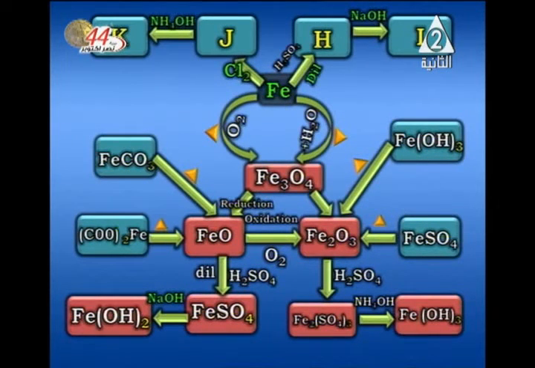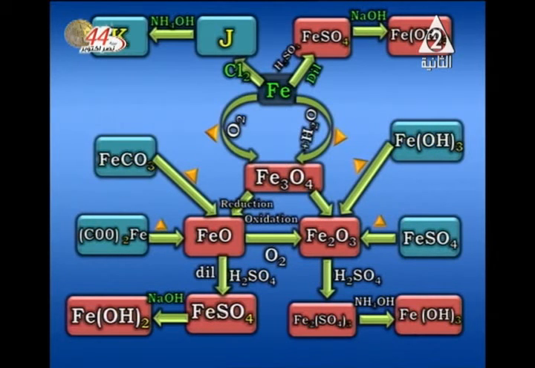Now looking at letter H. Here, when iron reacts with dilute sulfuric acid, it must give iron 2 sulfate. Here, iron 2 sulfate, when it reacts with sodium hydroxide by double substitution reaction, gives iron 2 hydroxide, which is a white-green precipitate. Now looking at compound J.